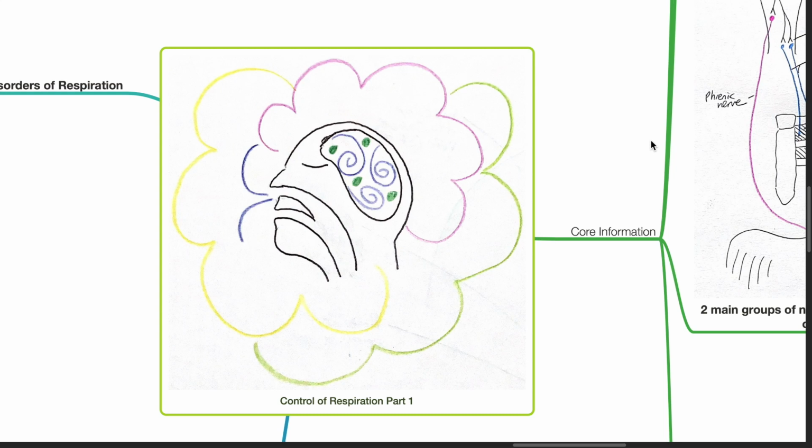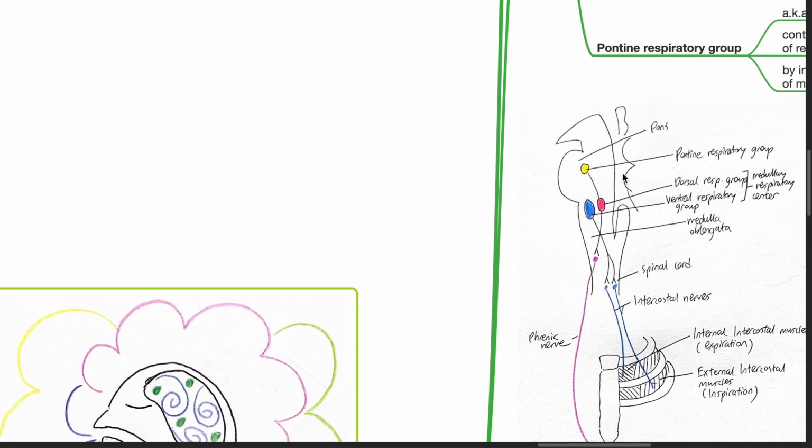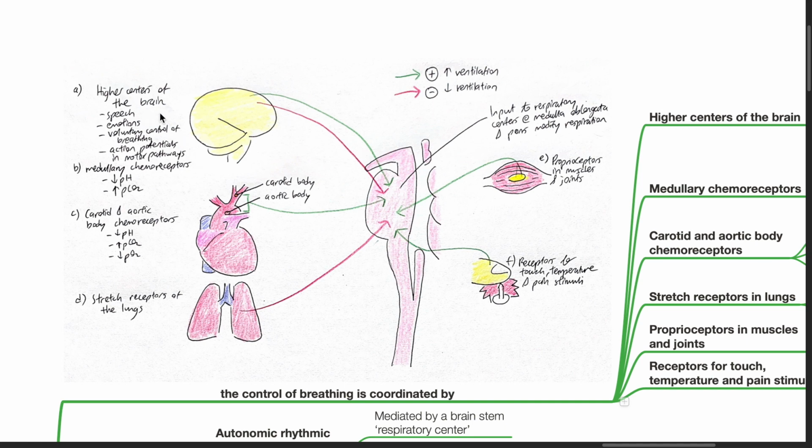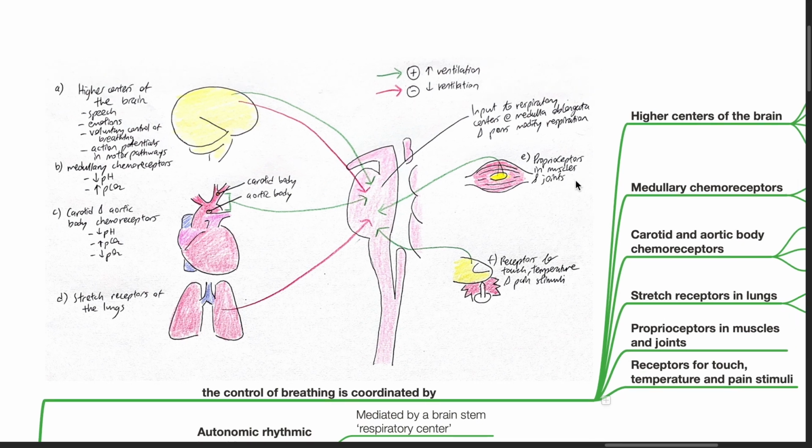Today we will be discussing the control of respiration, part 1. The control of breathing is coordinated by the higher centers of the brain, including speech, emotions, voluntary control of breathing, and action potentials in motor pathways; medullary chemoreceptors, which are sensitive to decreases in pH and increases in PCO2; carotid and aortic body chemoreceptors, which are sensitive to decreases in pH, increases in PCO2, and decreases in PO2; stretch receptors of the lungs; proprioceptors in muscles and joints; and receptors for touch, temperature, and pain.